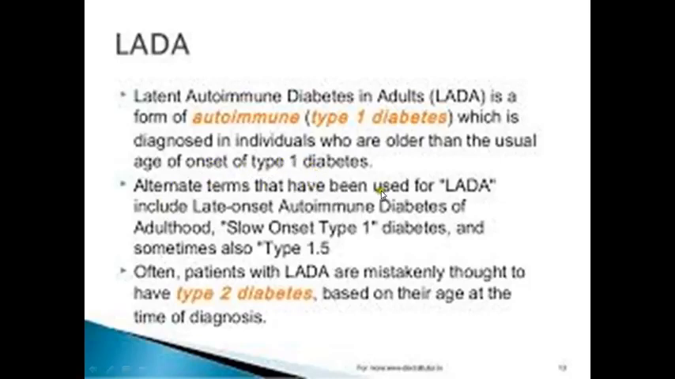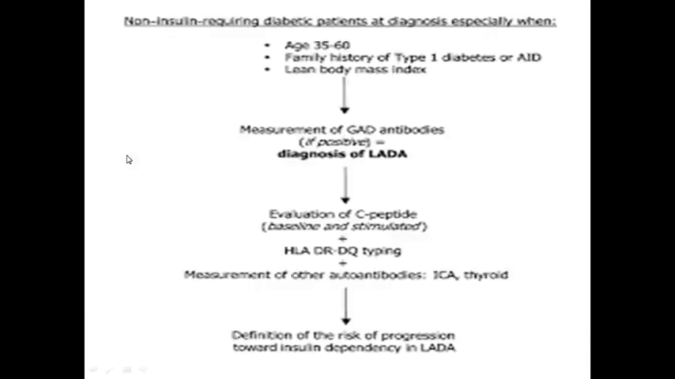Alternate terms that have been used for LADA are late onset autoimmune diabetes of adulthood or slow onset type 1 diabetes, and sometimes it is also called type 1.5 diabetes. Often patients with LADA are mistakenly thought to have type 2 based on their age at the time of the diagnosis. So LADA is someone who has type 1 diabetes but is presenting later in life and is being confused with type 2 diabetes.